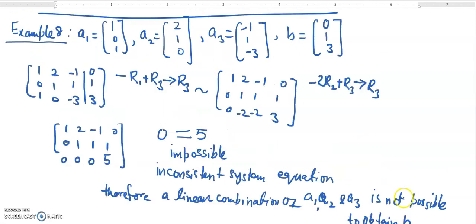Okay, that means in this case we cannot have any linear combination of a1, a2 and a3 to get b. So more precisely, it is not possible to express b as a linear combination of a1, a2 and a3. So this is our conclusion.